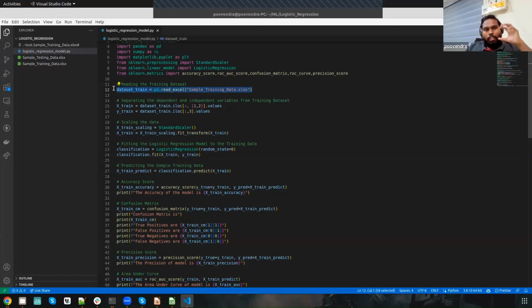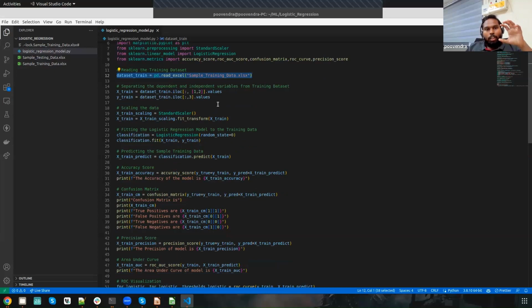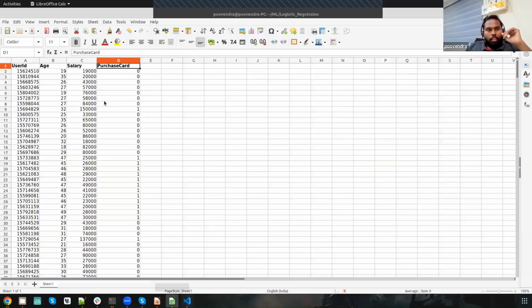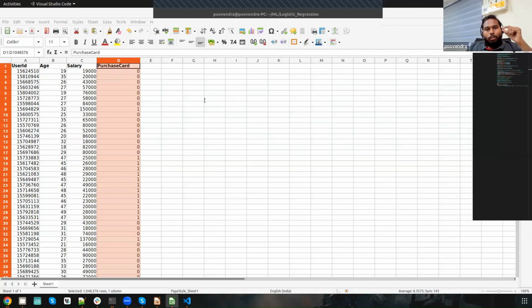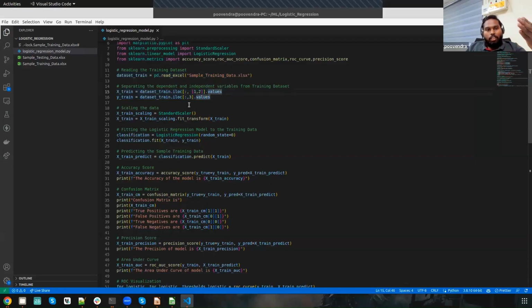I'm importing the training data set, and here I'm again separating the dependent and the independent variables. What is my independent variable and what is my dependent variable? In this data, the purchased card is my dependent variable, dependent on these two: age and salary. So age and salary are the independent variables. I'm splitting the data into x train and y train, where x is independent and y is dependent.